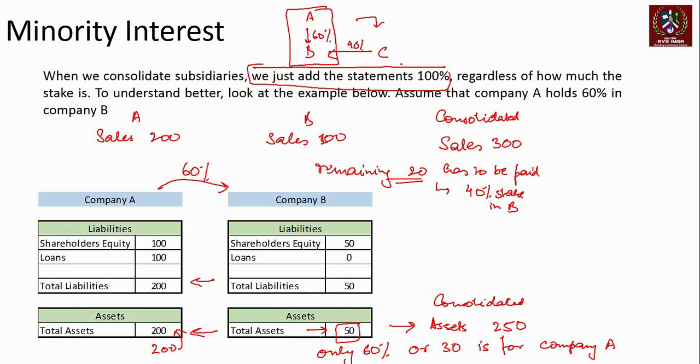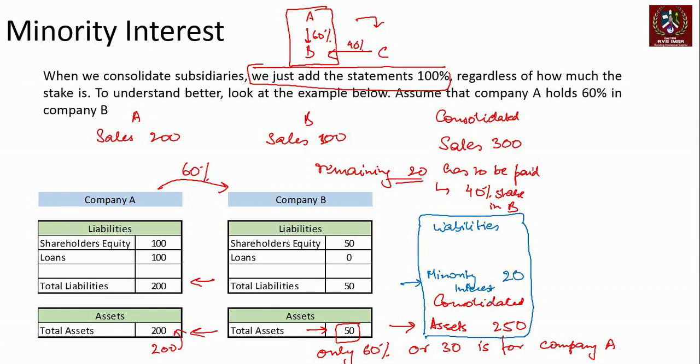Now, that is where on the liability side, you show it in a slightly different format. To account for this 20 and the fact that it has to be paid out to someone else, that's a liability. On the liabilities side, you will prepare something called minority interest. So you find the statement minority interest somewhere. That's basically someone else holding a minority stake in your subsidiary.